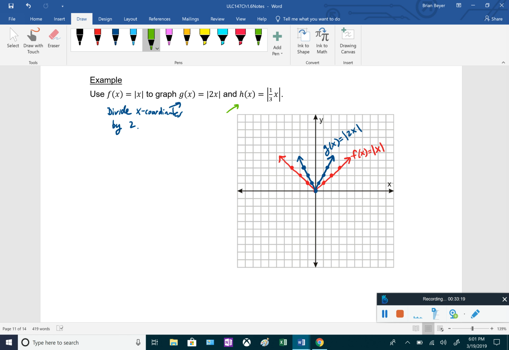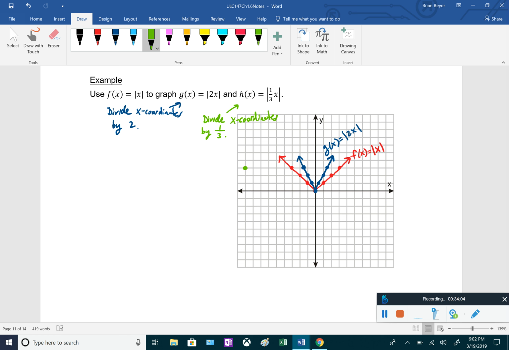Okay, so next for h of x, the absolute value of 1/3 x, we're going to divide the x coordinates by 1/3. So if we're dividing by 1/3, that's actually the same as multiplying by 3. So I'll do it that way because it's obviously a little bit easier. So I'm going to multiply all of the x coordinates from f of x equals the absolute value of x by 3. And the y coordinates are going to stay the same. So starting with this one over here, that's negative 3. So negative 3 times 3 gives us negative 9. So negative 9, the y coordinate stays the same.